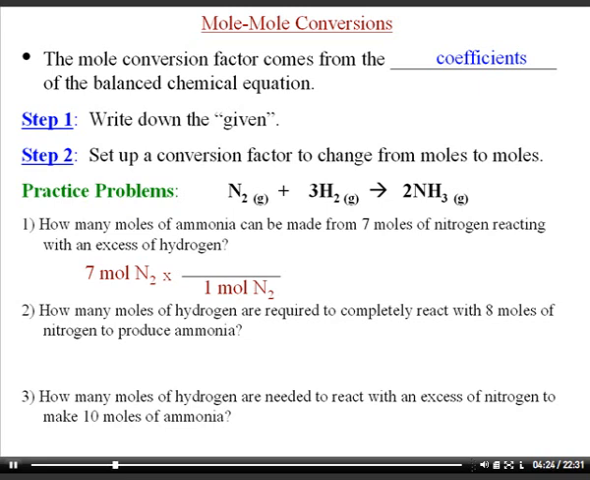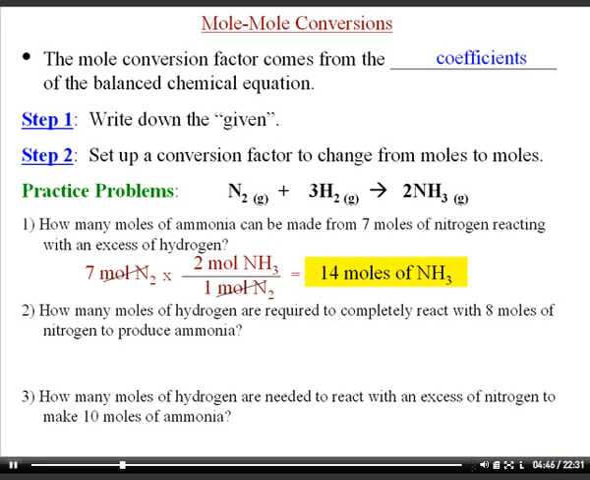If we want to figure out how many moles of ammonia can be made, we need to use moles of ammonia as the top part of our ratio. The number for ammonia, again, comes from the coefficients of the BCE, and that's the number 2 in front of the ammonia molecule. So if you have 7 moles of nitrogen, you can make twice as many moles of ammonia, and so that answer is going to be 14.